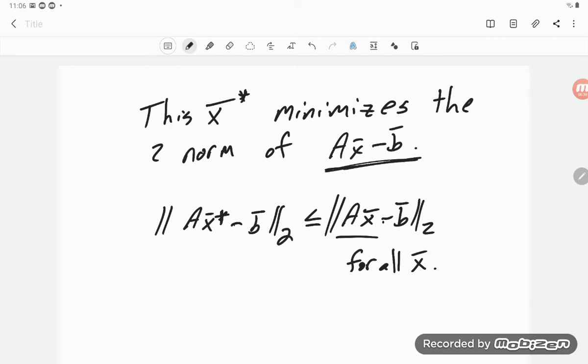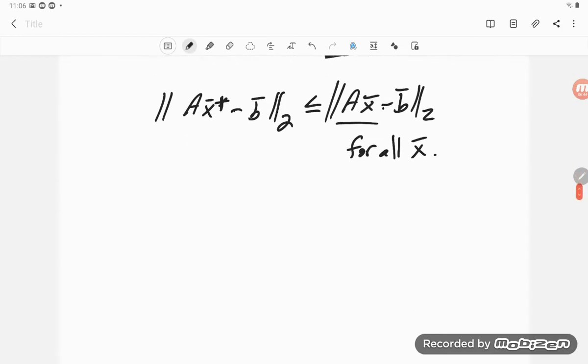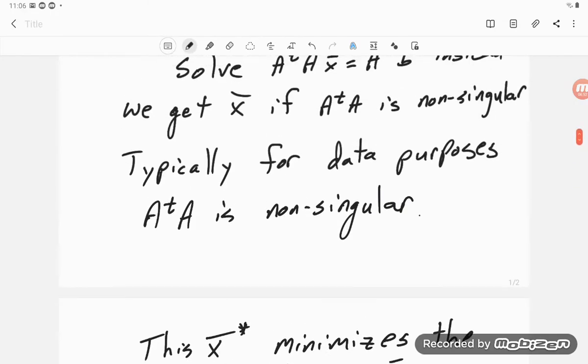So that's why it's called least squares solution. Now remember a 2 norm involves squares, okay, from our project. So that's why it's called least squares. And it is that simple, really.